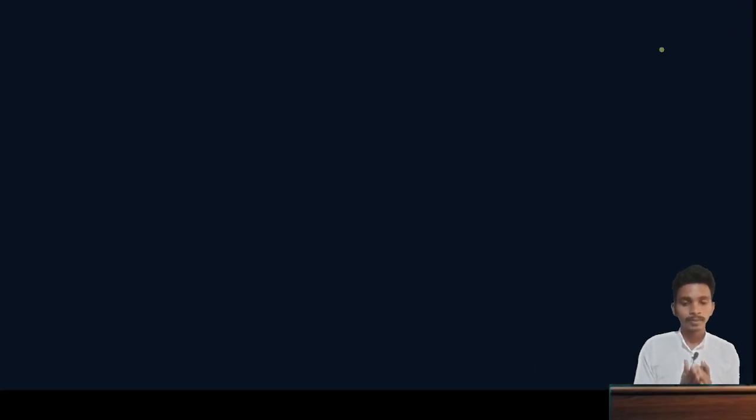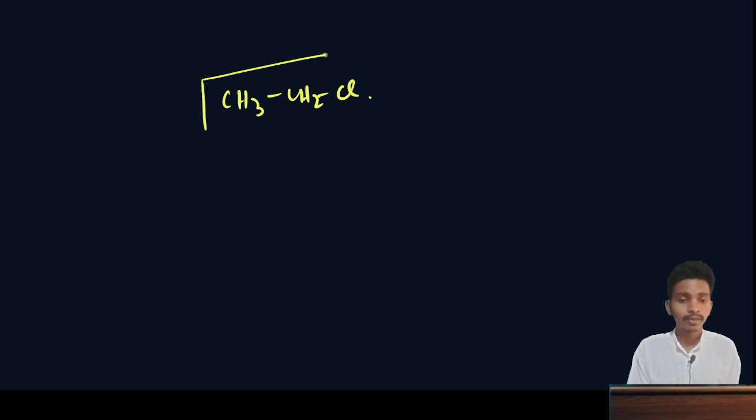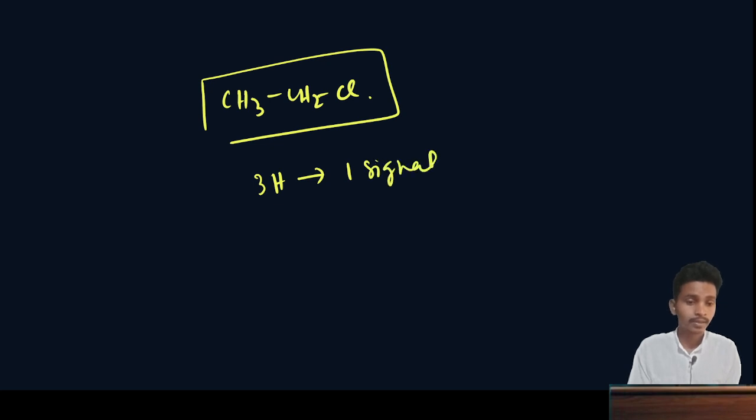Welcome. In the previous class we discussed that if a compound is given, then we calculate the number of signals. Let's say you have the compound CH3CH2Cl. For this molecule, we calculate the number of signals. The 3H gives 1 signal, and the 2H gives 1 signal. So in total we have 2 signals.